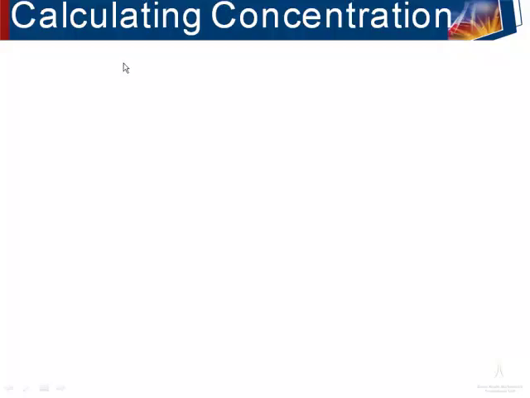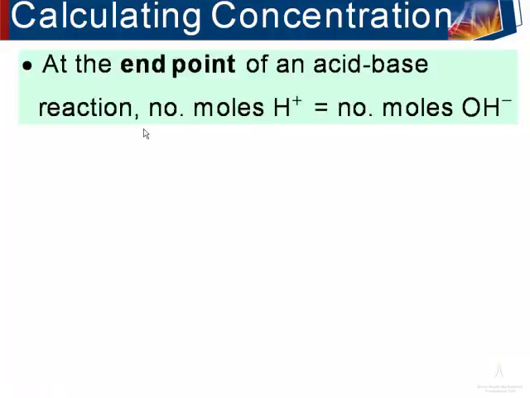Neutralization reactions can be used to determine the unknown concentration of an acid or a base. To do that, we must remember that at the end point of an acid-base reaction, the number of moles of the H plus ions is equal to the number of moles of the hydroxide ions. But we also know from our previous lessons that number of moles can be calculated by multiplying the concentration by the volume.